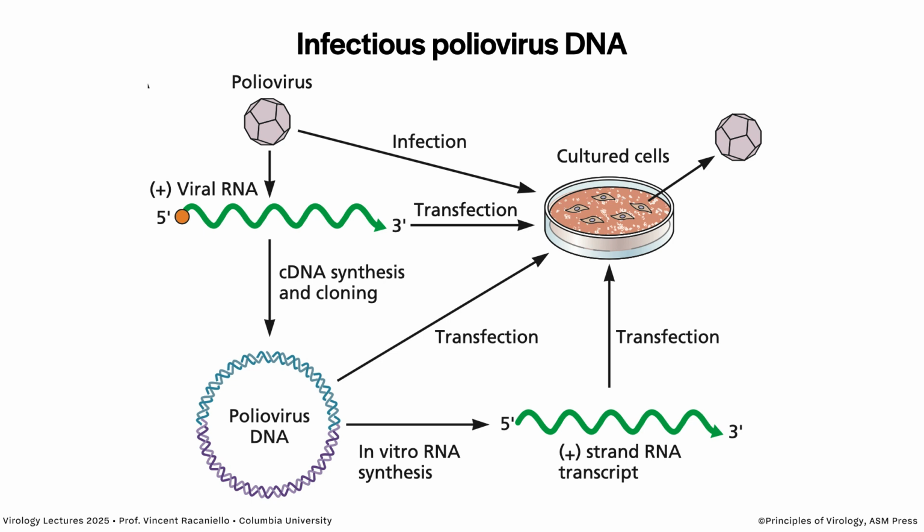You can also transcribe the DNA in vitro with an RNA polymerase to make RNA and insert that into cells. By the way, this is how the mRNA vaccines were made. They had the spike protein coding sequence in a plasmid. With a promoter, they made kilograms of mRNA in vitro to make the vaccine.